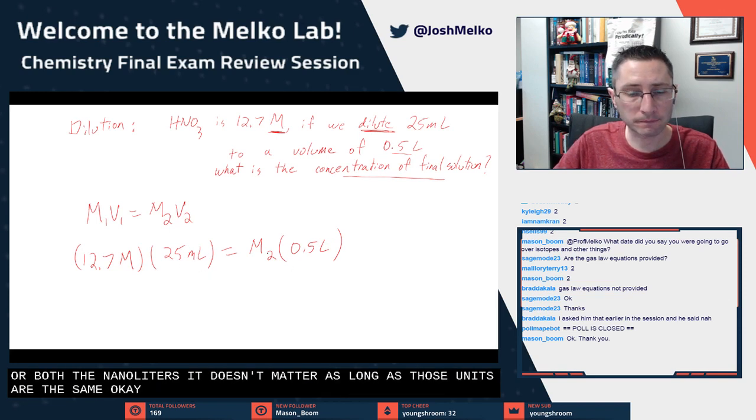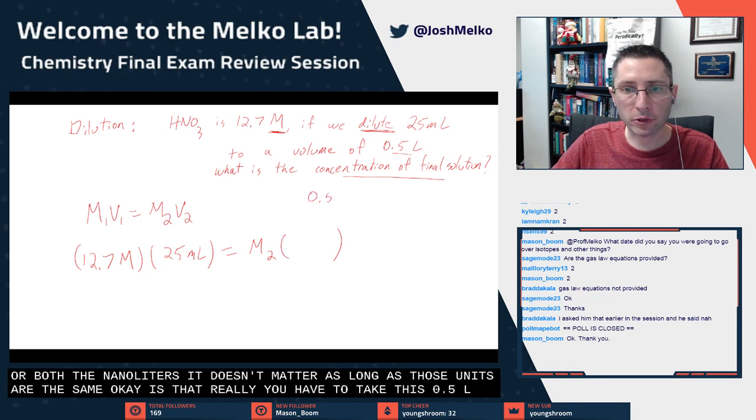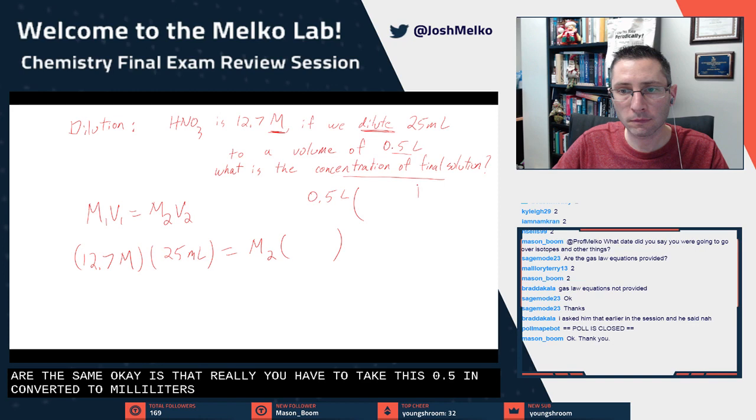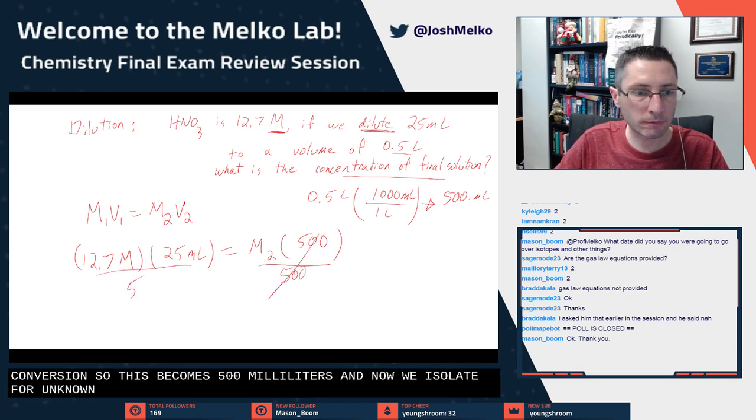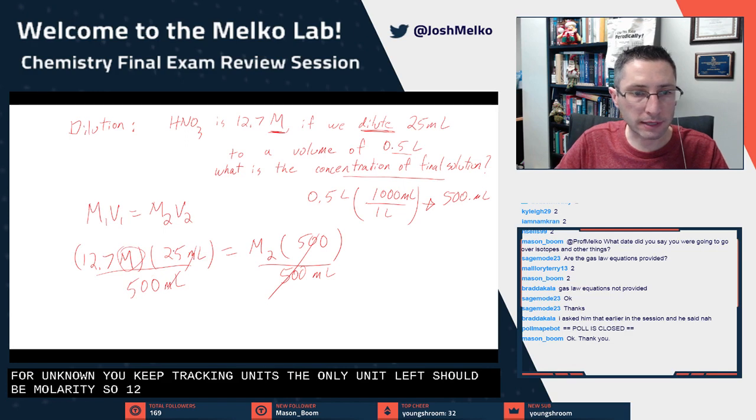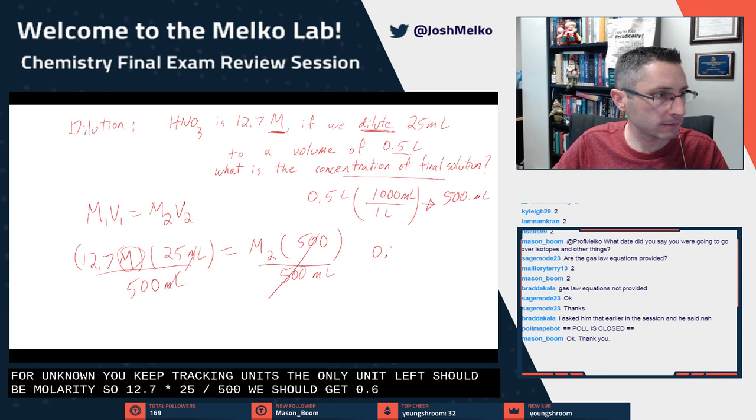So really you have to take this 0.5 liters and convert it to milliliters, using our familiar 1,000 mL to 1 liter conversion. So this becomes 500 milliliters. And now we isolate for our unknown. If you keep track of units, the only unit left should be molarity. So 12.7 times 25 divided by 500. We should get 0.635.